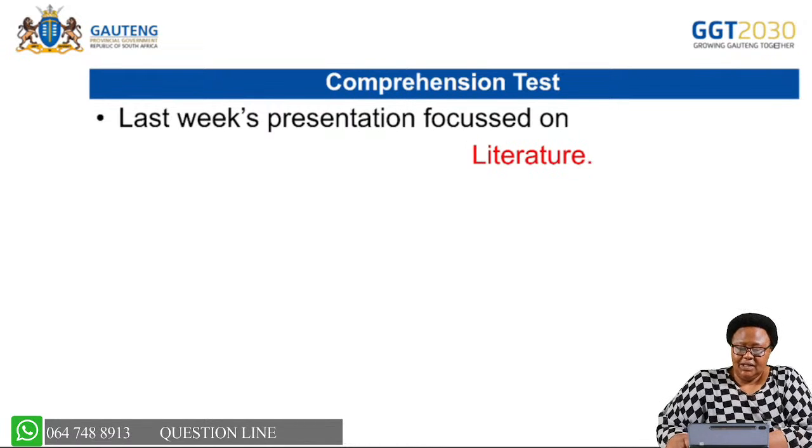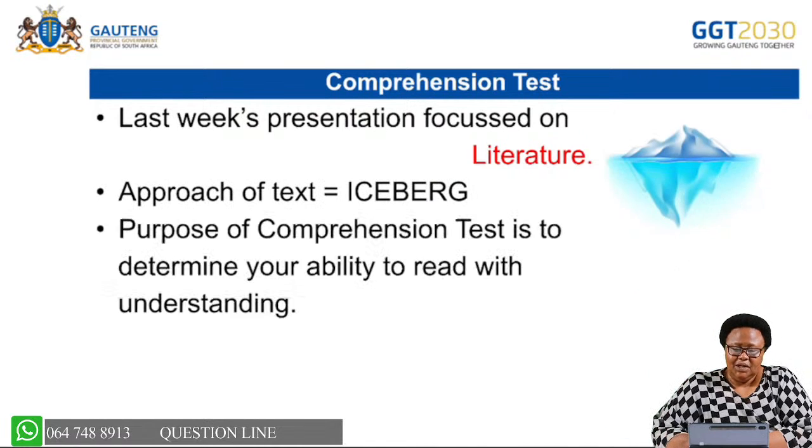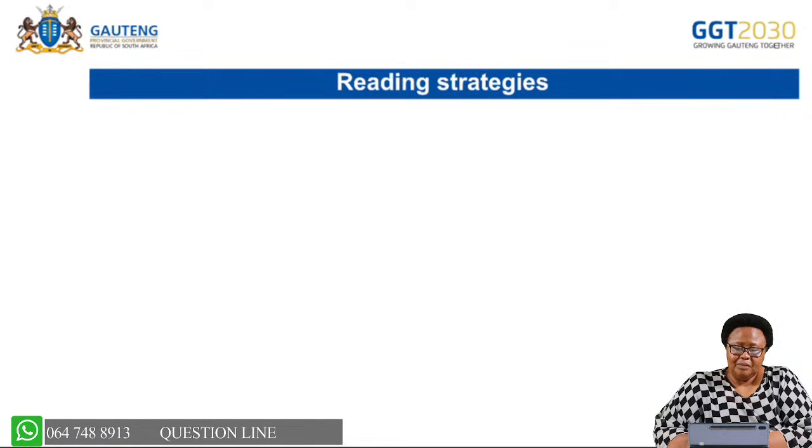Last week's lesson was on literature, and the approach that was used was the iceberg approach. Now today we will be looking at the comprehension test for literature. We'll be using the iceberg approach as well when you come to questioning. And then let's look at the reading strategies when you read the comprehension.